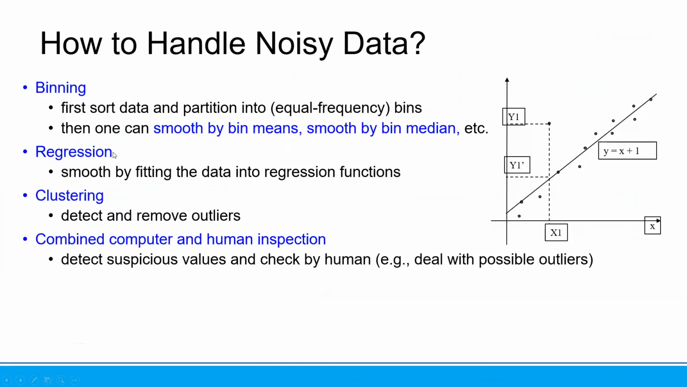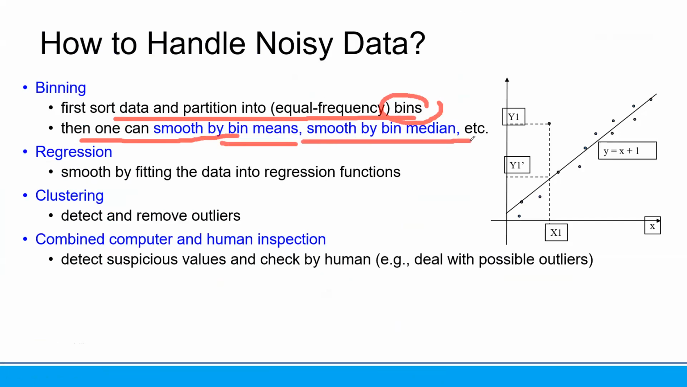There are some ways to handle the noisy data. First is binning. Binning means we will sort the data and partition it into bins. So we will check what is meant by bin. After we have the bins, we can smooth. We can smooth it by the bin means, or we can smooth it by the bin median, etc. So we will look at this one.